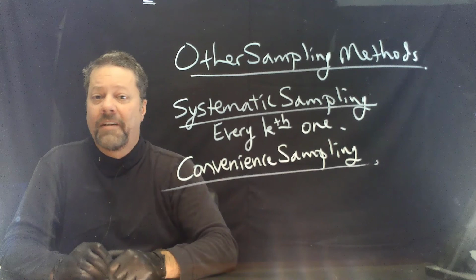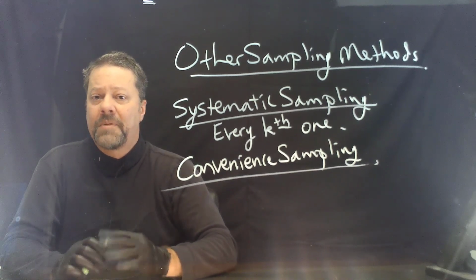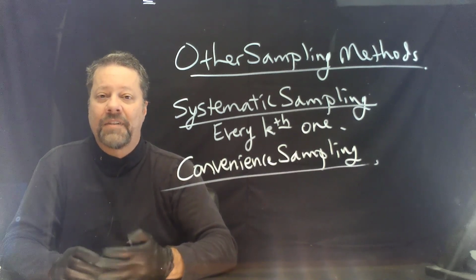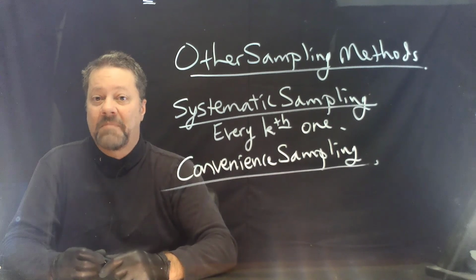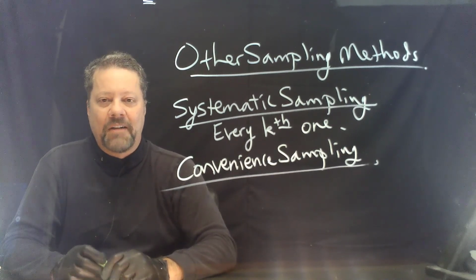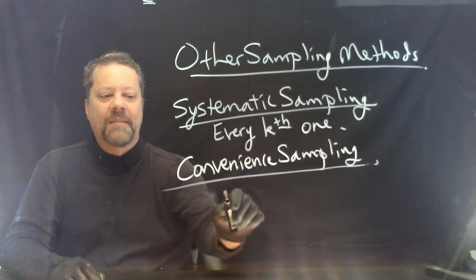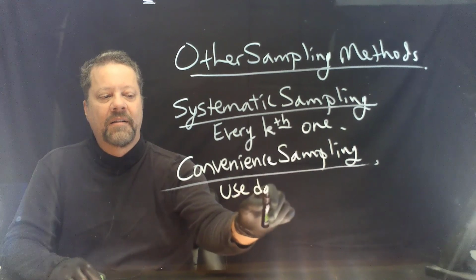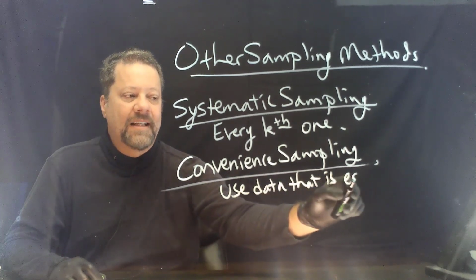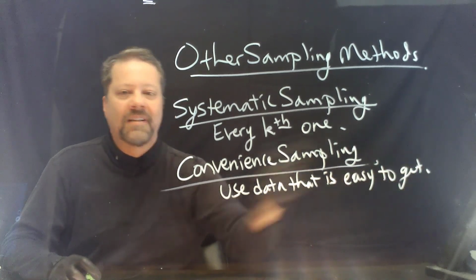As an example of convenience sampling, suppose that you want to know the opinion of a student population on some matter, and so you talk to your friends. Your friends may be convenient sources of information, but they'll also introduce a lot of bias into your sample. So in convenience sampling, you use data that is easy to get, easy to acquire.